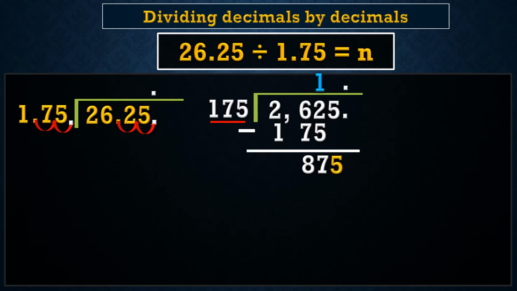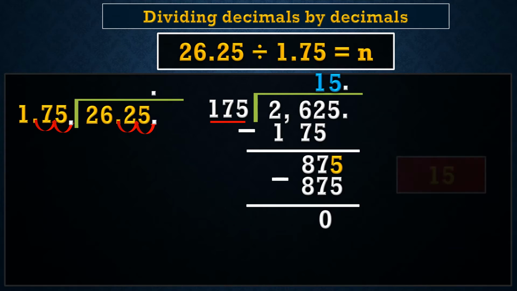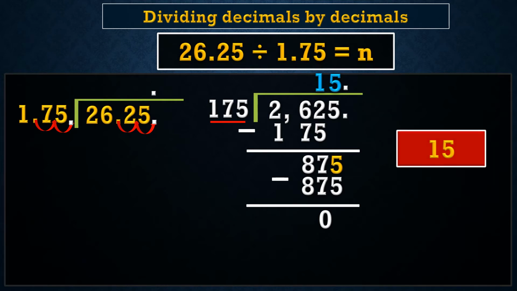Next process is to bring down. So 875 divided by 175 gives us 5. 5 times 175 gives us 875. Then we have to subtract. The answer is 0. So we have the answer 15.